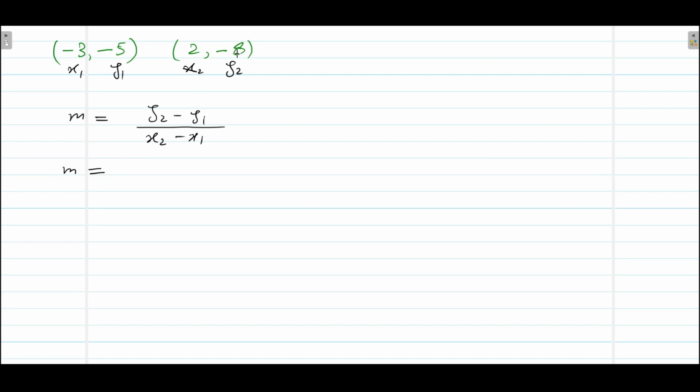So m is equal to the value of y2, negative 8, minus the value of y1, negative 5. But when you put a negative 5 over here, it will be positive 5. Over x2, the value of x2 is 2, minus the value of x1, which is negative 3. When you put a negative 3 over here, it will be positive. So m will be equal to minus 8 plus 5, which gives negative 3, over 2 plus 3, which is 5. So the slope is negative 3 over 5.